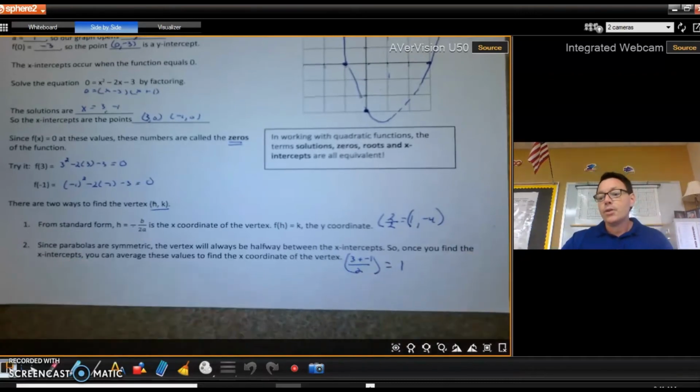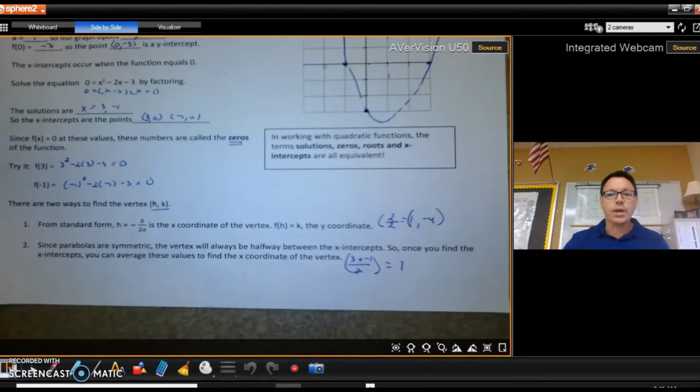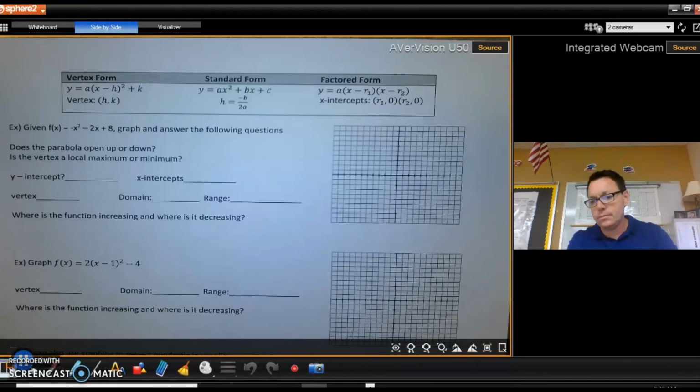So again, there are two different ways. There's a formula, or there's just thinking through and going, I know where my x-intercepts are, let's just average them, and then that's going to be the x value of my vertex. Now, you still have to plug that in to find the y value, but that's one way of finding the x value.